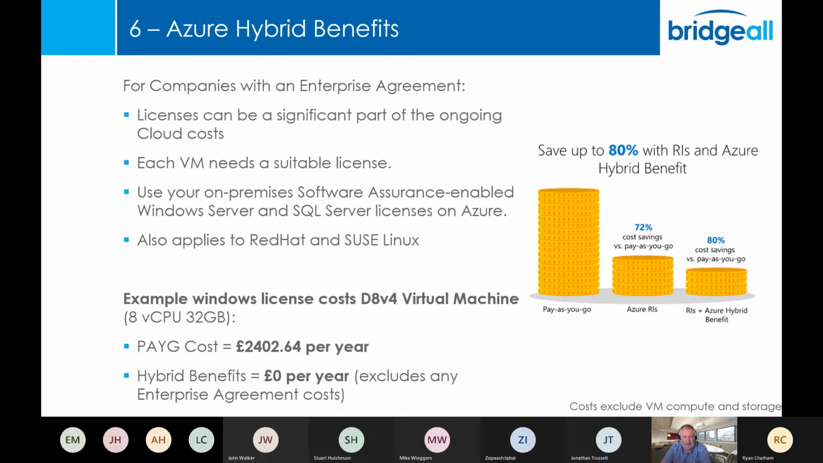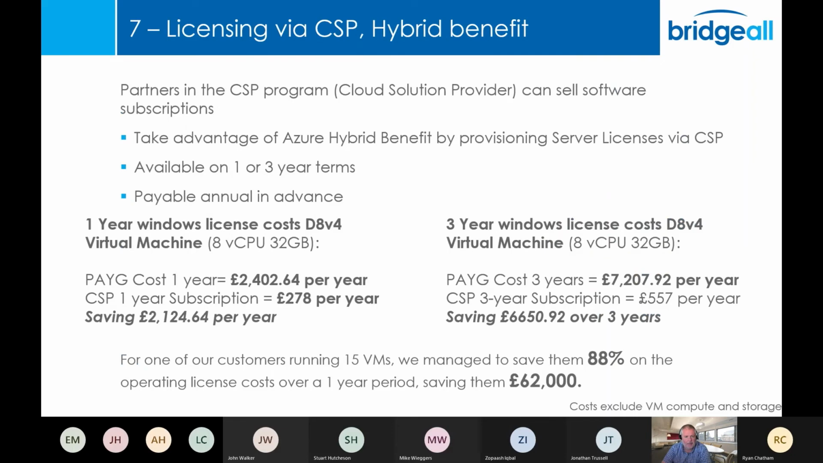It actually also applies now to Red Hat and SUSE Linux. If you've got subscriptions for them, then you can use the hybrid benefit there too. Partners in the CSP program are able to sell software subscriptions, and through this program you can take advantage of the Azure Hybrid Benefit. Once again, they're available on a 1 to 3 year term, and it's payable in advance as you would do for an enterprise agreement.